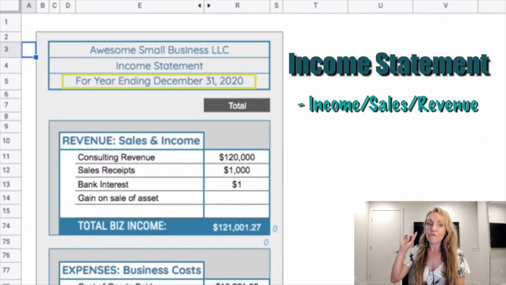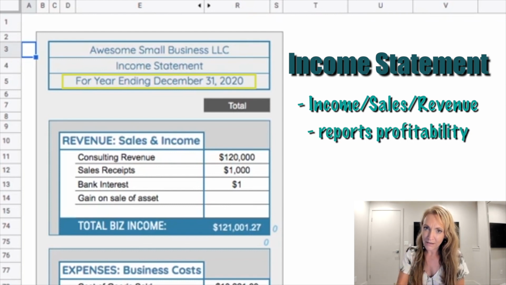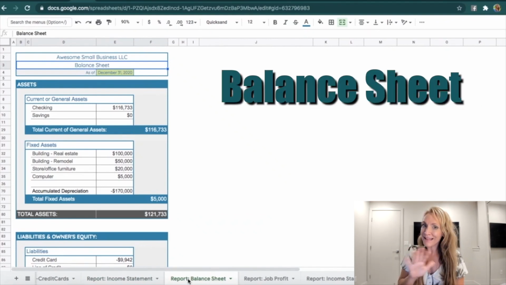Now, I want you to notice something really important at the top of this report. It says for the year ending December 31st, 2020. And so one thing to really understand is that the income statement tells us profitability, right? Profitability, how profitable the company is over a period of time. Whereas the balance sheet report does not tell us how profitable the business is.